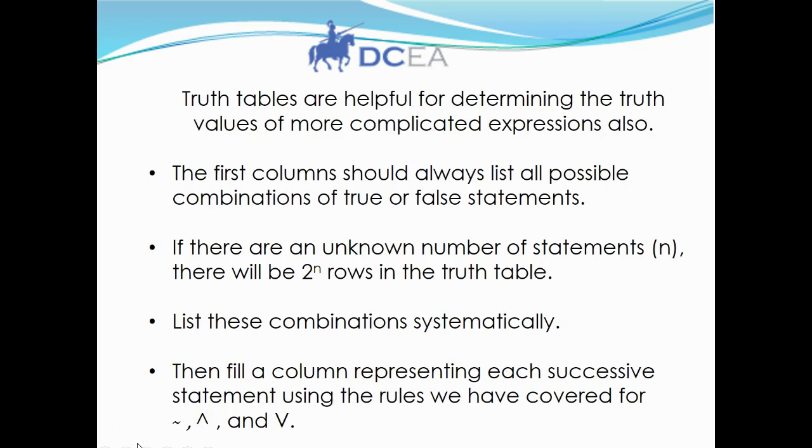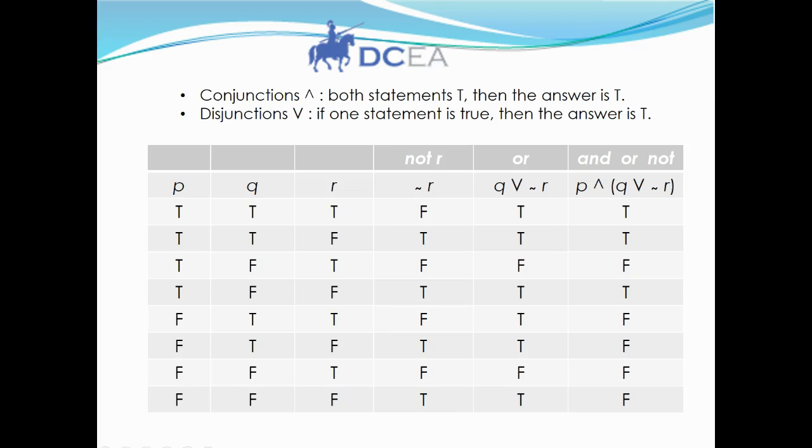List these combinations systematically. So there is a system for listing them. You're going to learn it from your book. You need to memorize what those tables are. Then fill a column representing each successive statement using the rules we've learned for negation, for conjunction, and for disjunction. This is example 3 from your book on page 62.